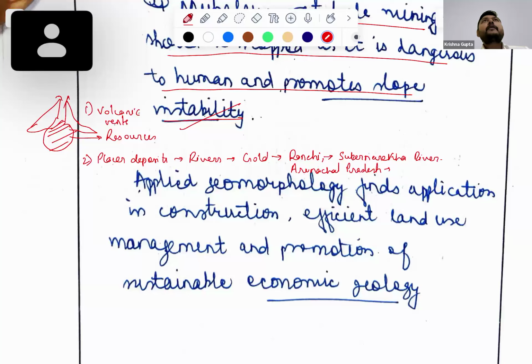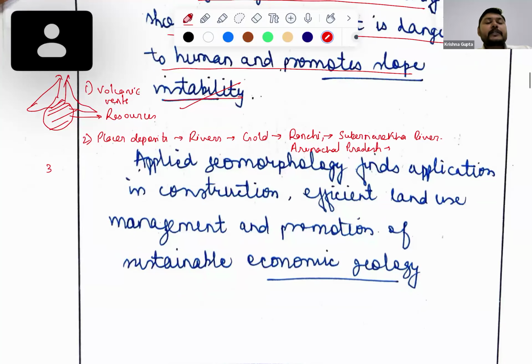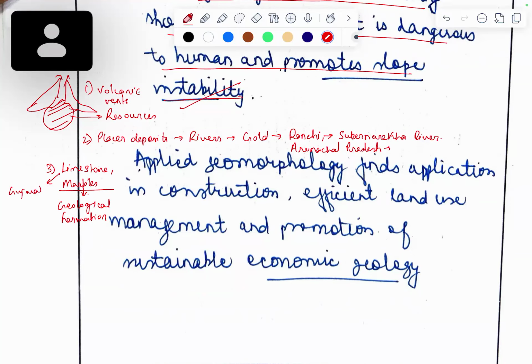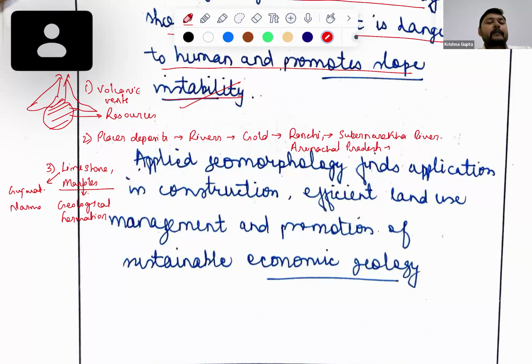So placer deposits. We can also see certain deposition, for example limestone, and marbles, by studying the geological formation. For example, limestone is highly present in the region of Gujarat, the Narmada River, which are part of the tertiary deposits. So these things can also be added here.